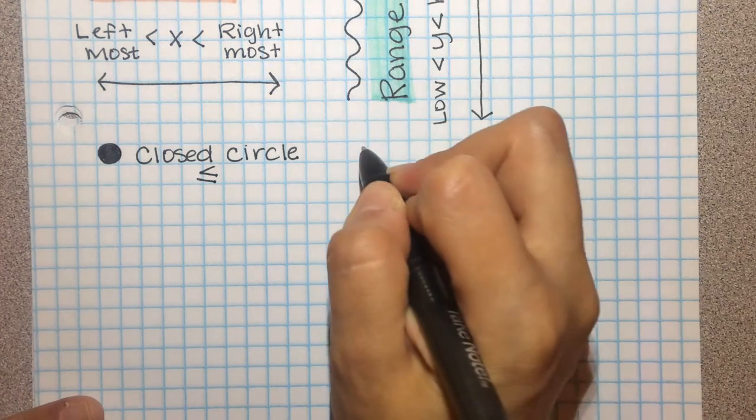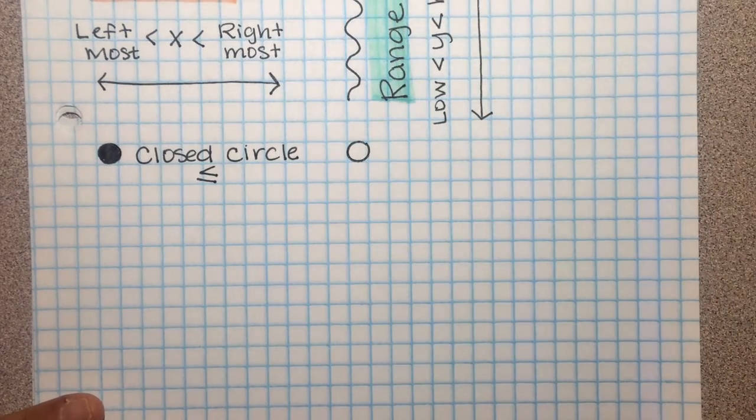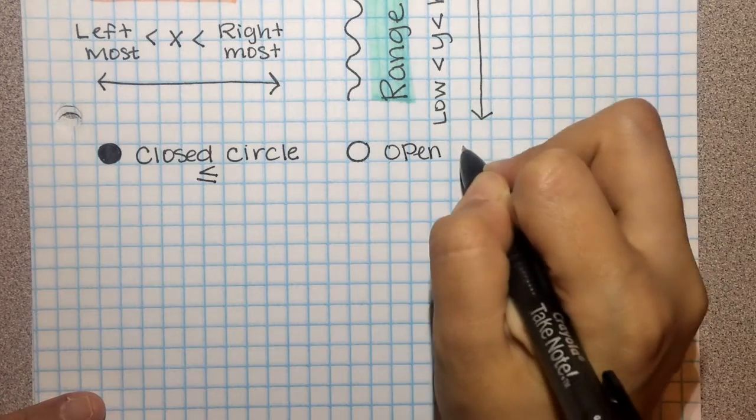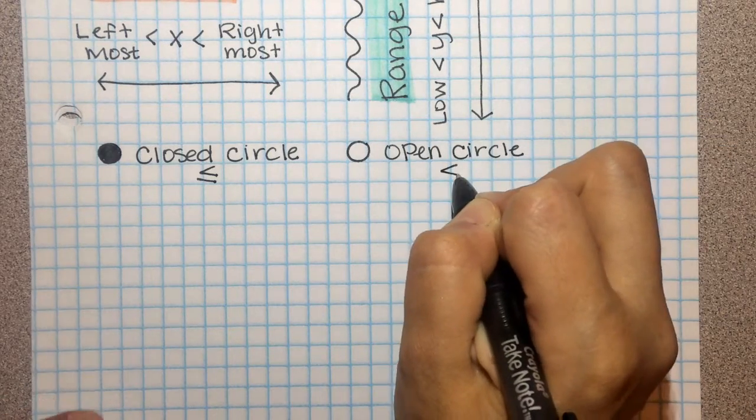You can also have an endpoint with an open circle, meaning it's not shaded in. So it means it's not equal at that point, so it's just the less than symbol.